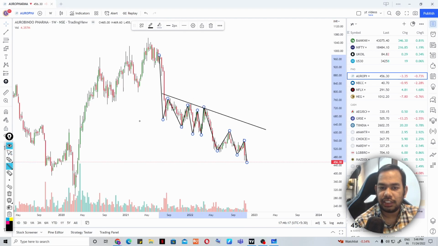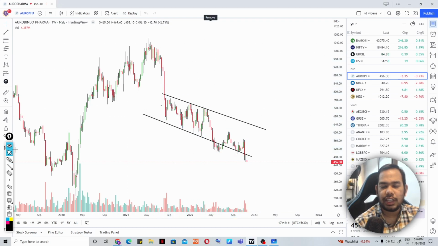Here we can see the counter is making a channel formation. It was taken out. Okay. Let me clear the Dow theory structure here. Yes. Now this counter was showing a channel structure. Then we have seen a breakdown. Again, it has gone sideways, but still it is maintaining its weakness.